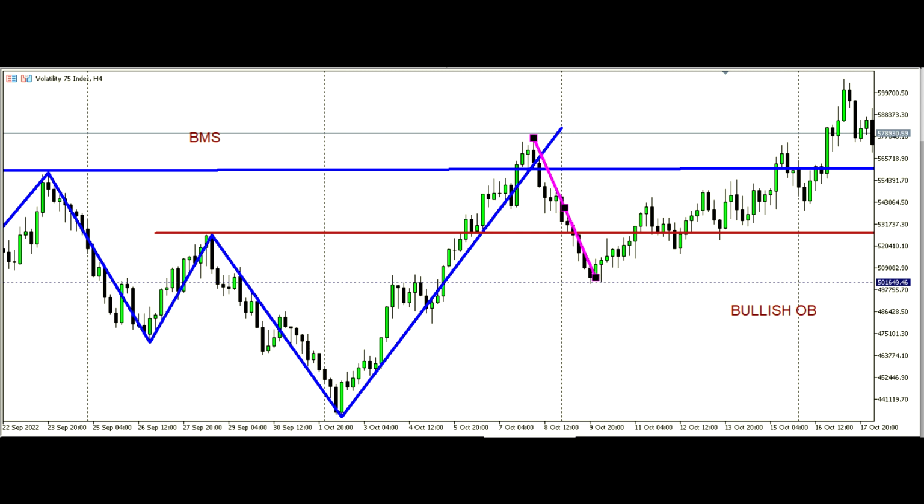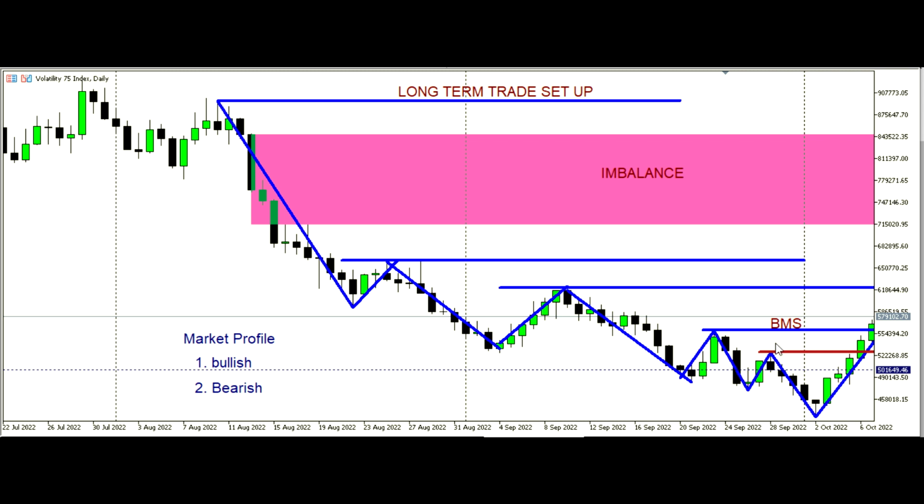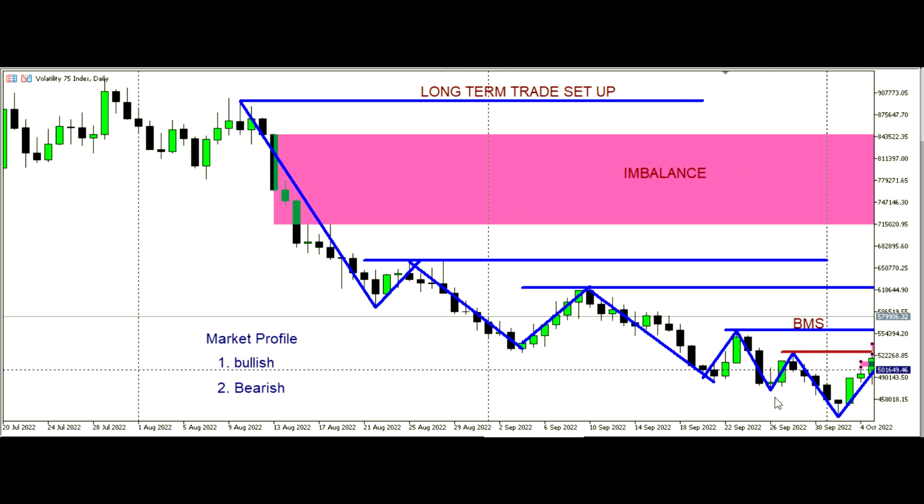Now let me give you a few things that give the clue that price could have traded that way. So assuming we have something like this, we don't even know what is actually ahead. Now, number one, we have a fair value gap here. Number two, we have another fair value gap here. And number three, we have another big fair value gap here. We have another big fair value gap here.